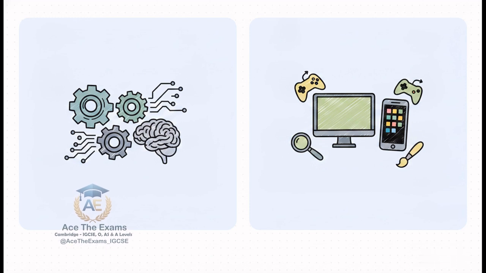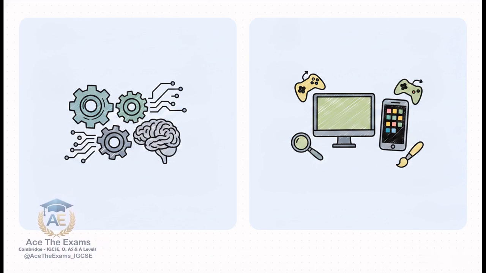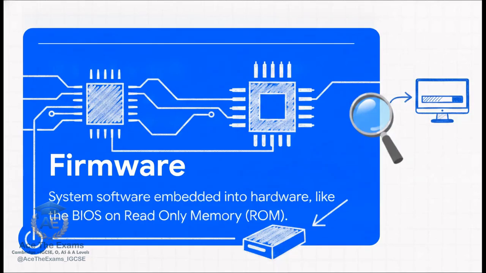On the other side, we have application software, or what we usually just call apps. This is the stuff you need: your web browsers, your games, your word processors. Application software is totally optional for the computer's basic survival, but obviously it's absolutely essential for actually getting our daily tasks done. But here's the catch.